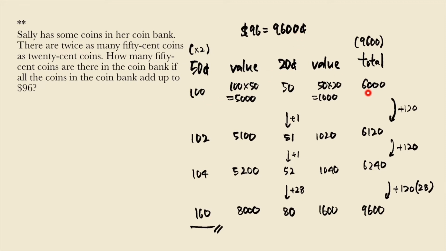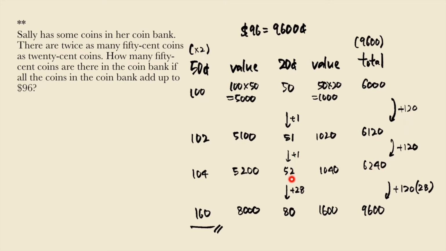So in this case, that's too much. So I'm going to increase by 1. Remember, start off with the 20-cent coins, okay? Increase by 1, but now multiply this by 2. So that's 102 50-cent coins. So now we have added another 120 cents. Okay, still not enough. Let's do this again.